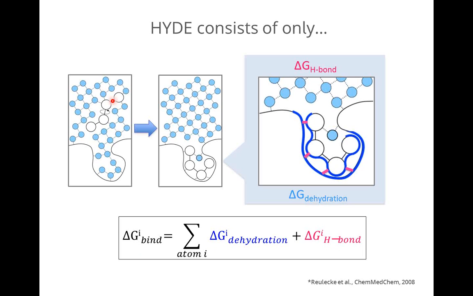So when the compound is taken from the solvent into the pocket, and actually this is a little misleading, it should be in the same conformation. We don't change the conformation. We simply count how many hydrogen bonds are formed between the compound and the receptor, and we calculate the change in hydrophobic surface. So that's basically the whole concept behind HYDE.